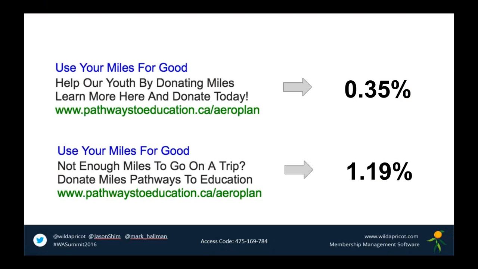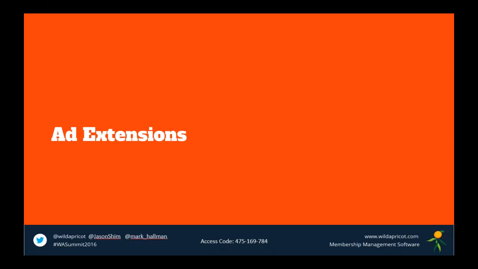Use miles for good. Don't have enough miles to go on a trip? Donate miles to Pathways to Education. That performed about 3-4 times better than the original assumption that people just want to randomly search and give their rewards miles. Similarly, no one searches, I have too much money, which charity should I give it to? No one searches, I have too many rewards miles, what charity do I give it to? They're searching for something more related to themselves, taking a trip and such.